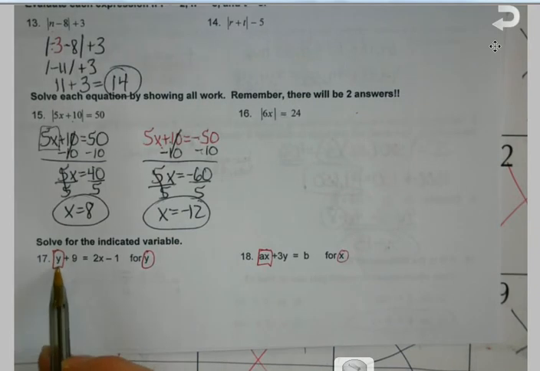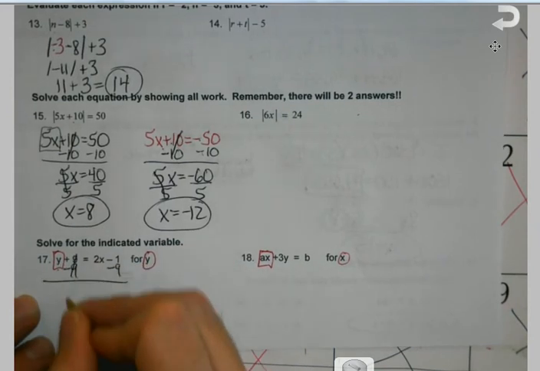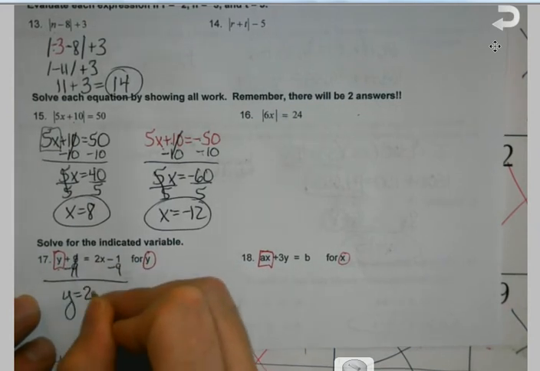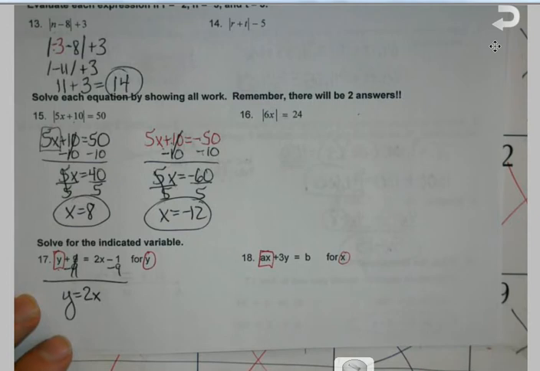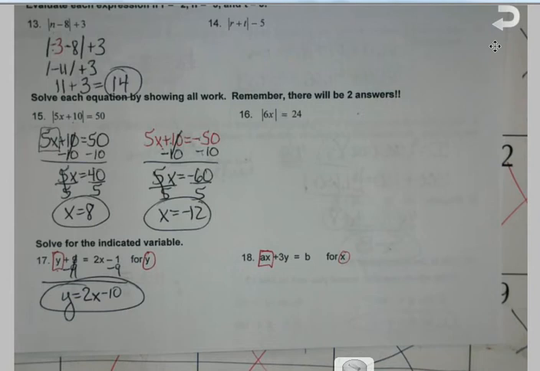Yeah, here's my y that I want by itself. Minus 9. What's negative 1 minus 9? Negative 10. Y is alone, I'm done. So sometimes it may be as quick as one step. Other times, not so much.